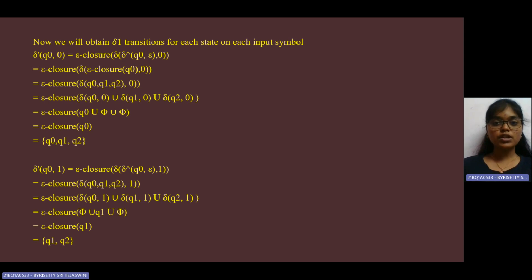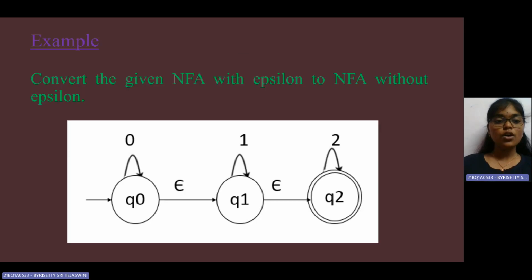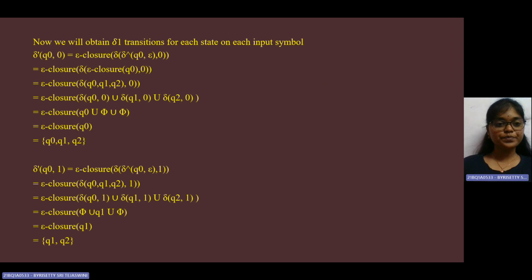and q2 on input symbol 0. So q0 of 0 union q1 of 0 union q2 of 0. The values will be taken from the diagram. From q0, on input 0, where does it go? To q0 itself. So q0 is written. q0 of 0 is q0.